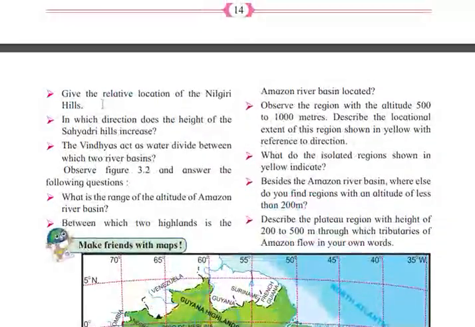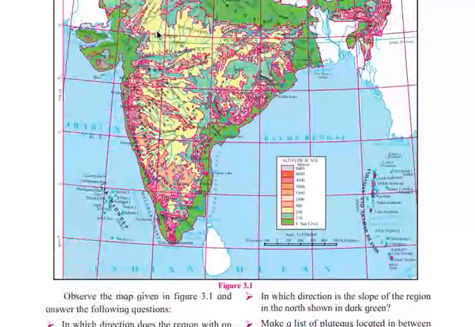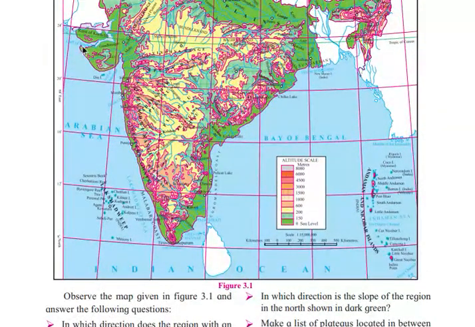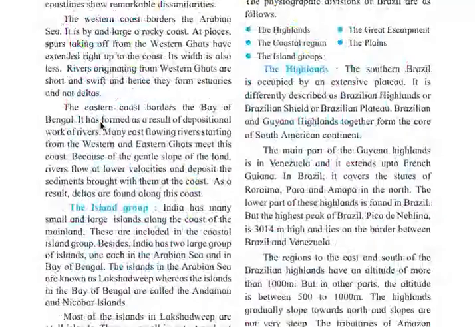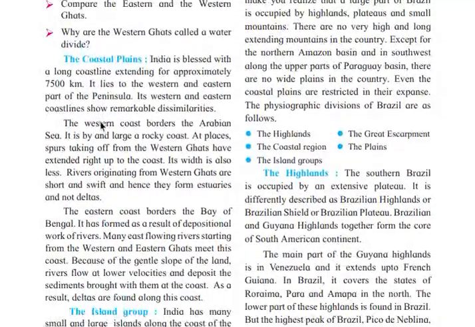So I want to again take you to the map, from this area till here. It is 7,500 kilometers, and it lies to the western and eastern part of the peninsula. Its western and eastern coastlines show remarkable dissimilarities.